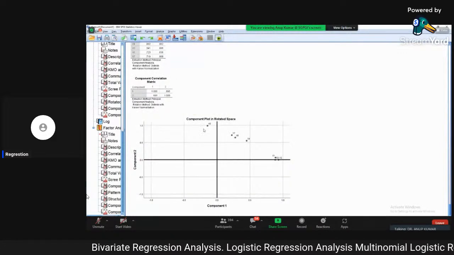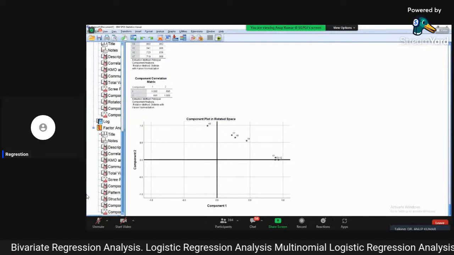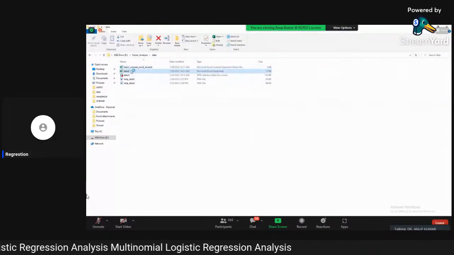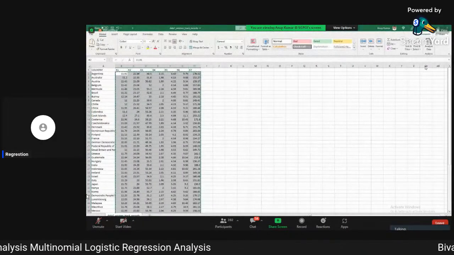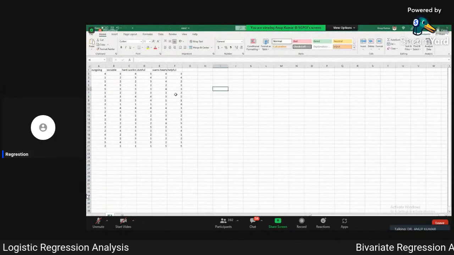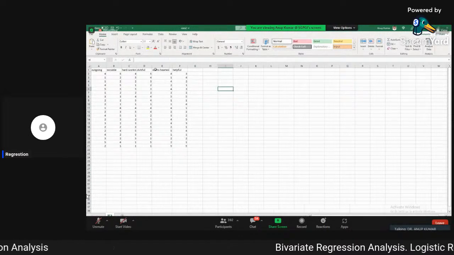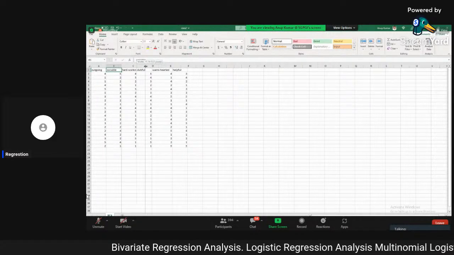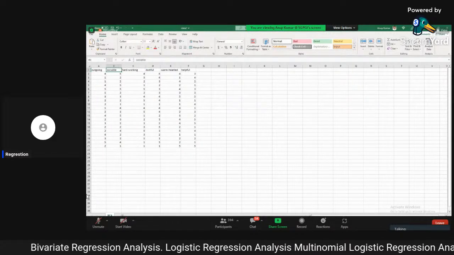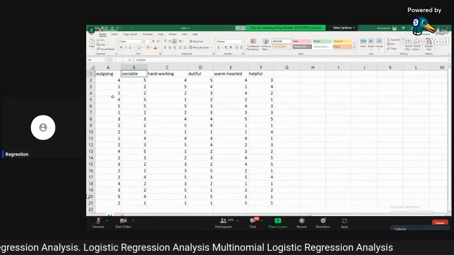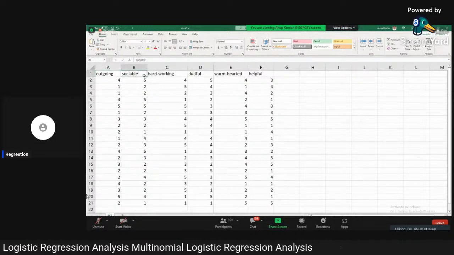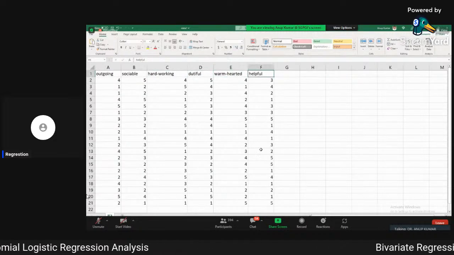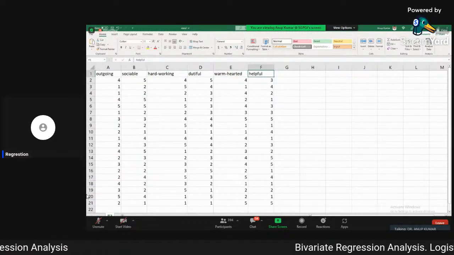Similarly, you can see another data set here, data 2. This data 2 is explaining these factors: outgoing, social, hardworking, dutiful, warm-hearted, and helpful. What actually is the meaning of this data set?